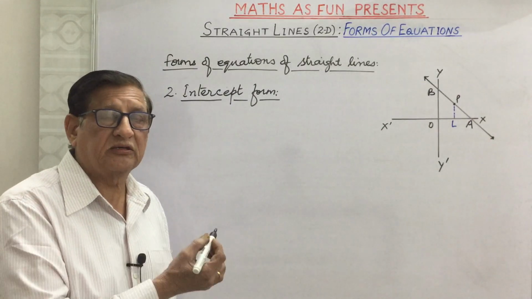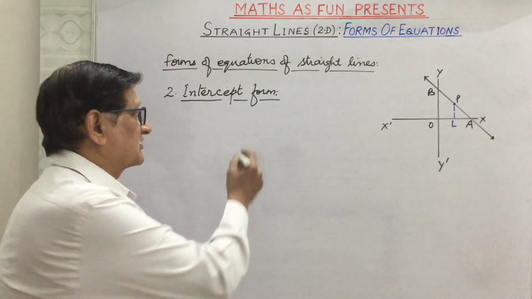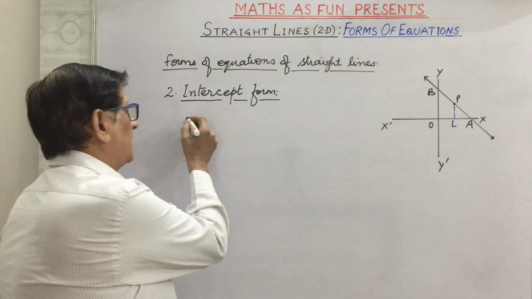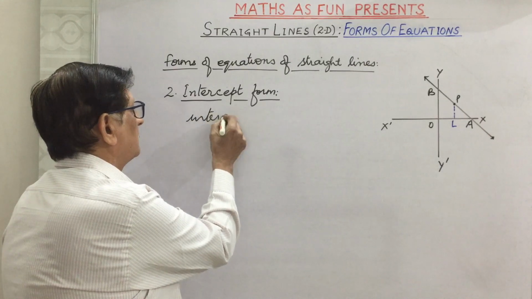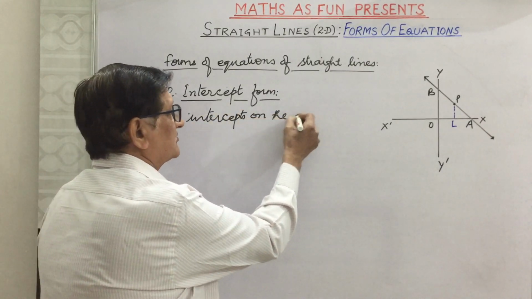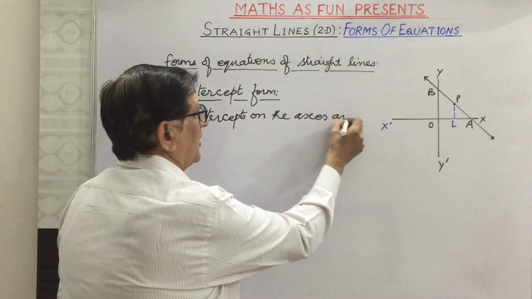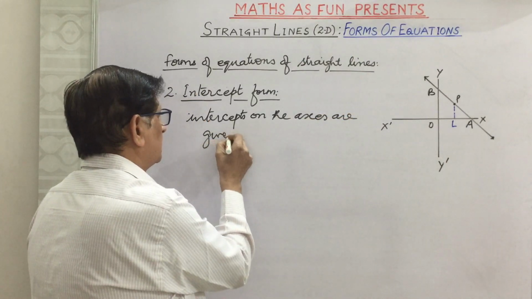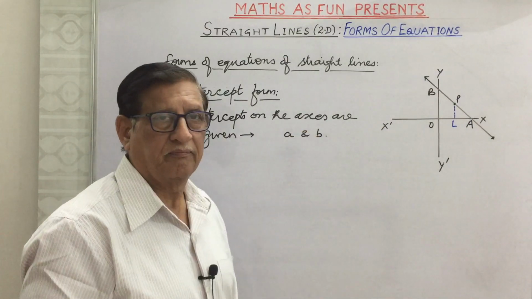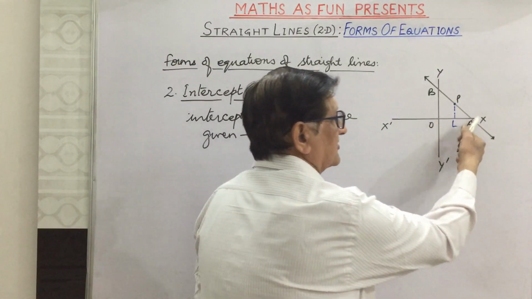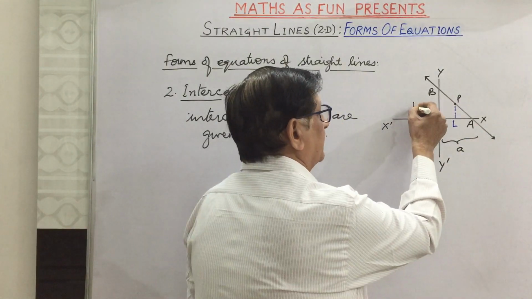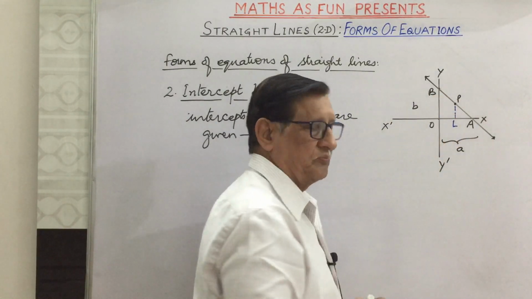This is to find the equation of a line when its intercepts on the x-axis and y-axis are given. Intercepts on the axis are given. Suppose the intercepts are A and B. The intercept on the x-axis made by this line is A and the intercept on the y-axis is suppose B.